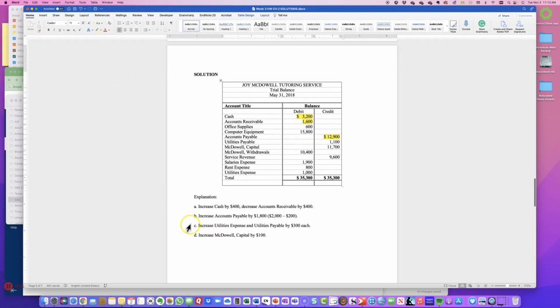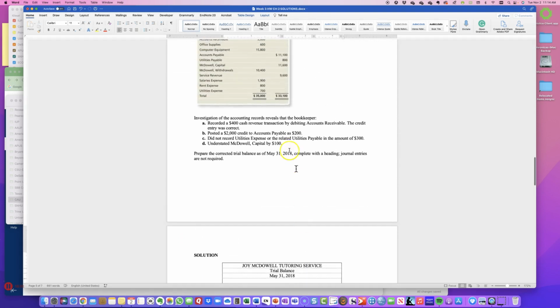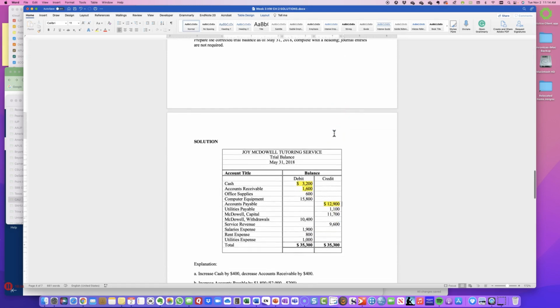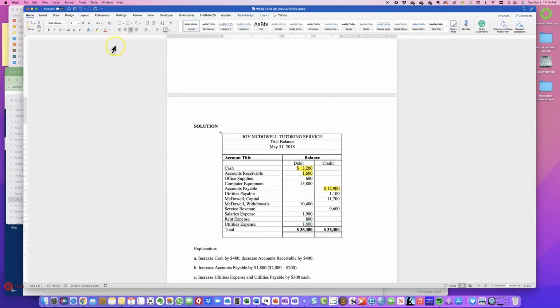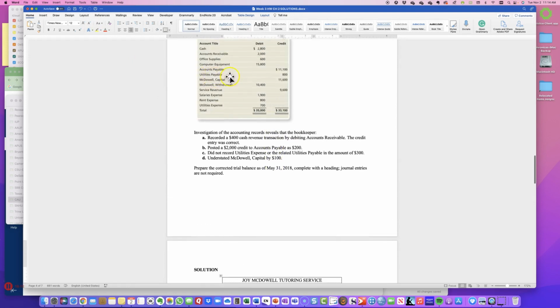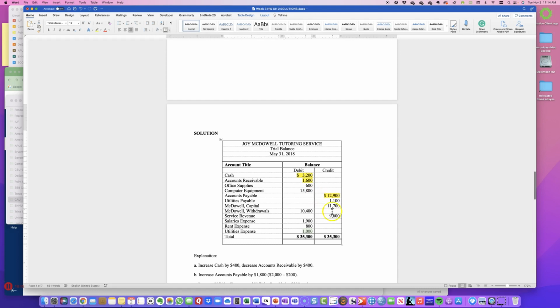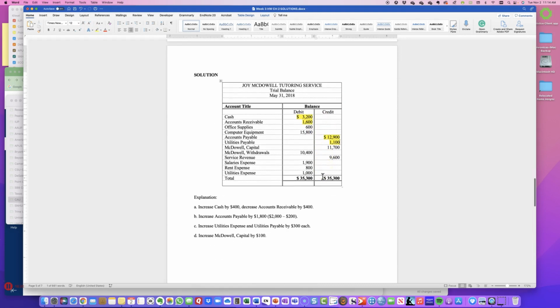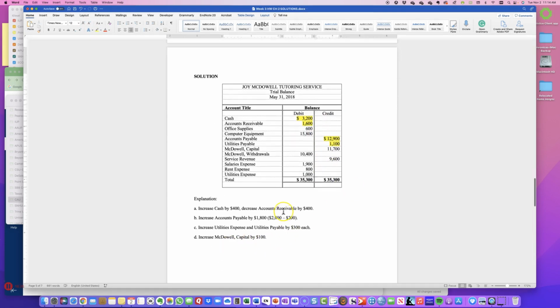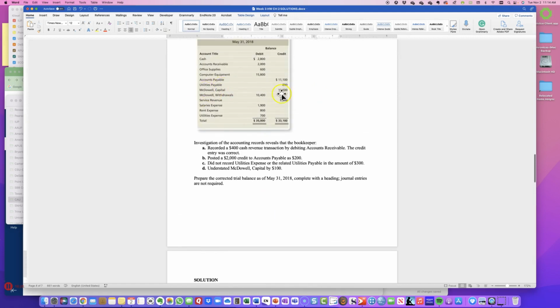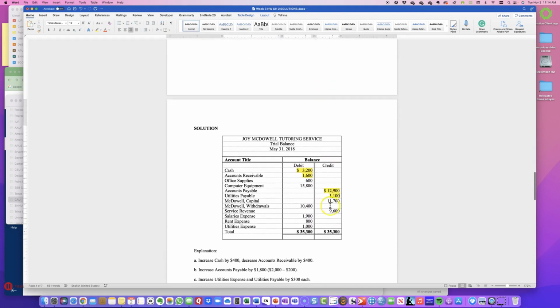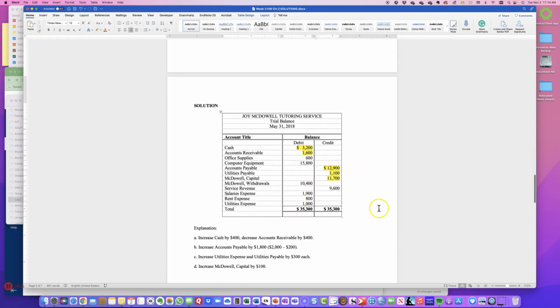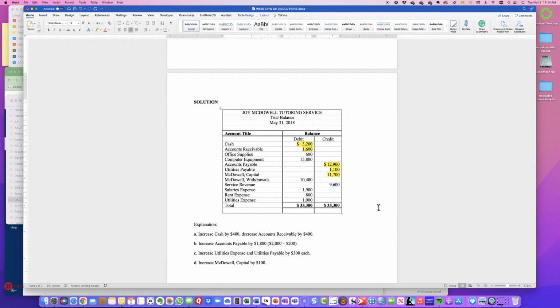And we just showed you the entry for utilities expense and utilities payable. So we need to increase that by 300. So if we look at utilities expense, we have 700, and if we add to that 300, you get 1,000. And then we look up here for our utilities payable, and that's $800. We're going to add 300 to that, and we'll have $1,100 here. So that's that entry. And then we need to increase the capital by 100. So if we look at McDowell capital, we have 11,600 here, and we know that we're going to increase it by 100 to get to 11,700. And then if you add these up, they all total 35,300.